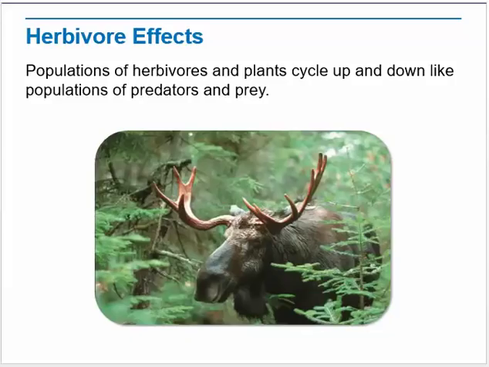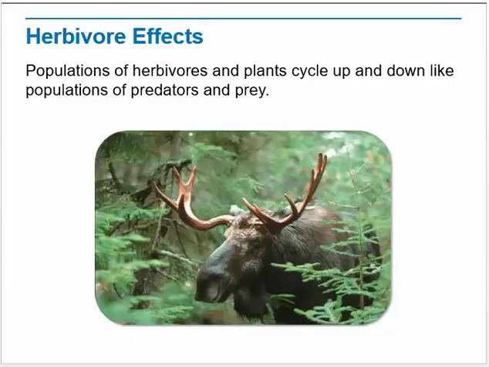Moose really like to eat that balsam fir on Isle Royale, so when the moose population is big, then the balsam fir population is going to go down because they're getting eaten by the moose. Once the balsam fir population goes down, then the moose have now run out of food and they're going to start starving to death, and their population is going to go down as well.